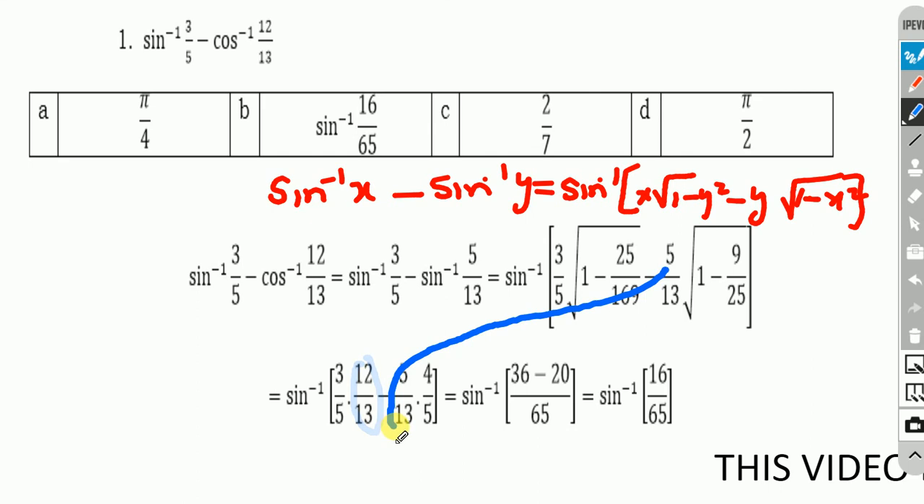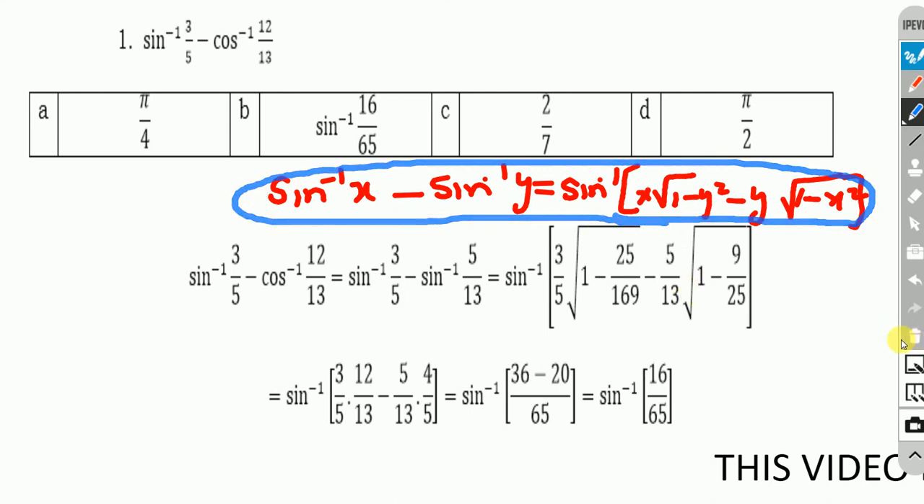Similarly 5 by 13 here, and 25 minus 9 is 16 by 25. Square root of 16 by 25 is 4 by 5. So 65 is the LCM, and 12 3s are 36 here, 5 4s are 20. 36 minus 20 is 16 by 65. So sin inverse of 16 by 65 is the required answer. So option B is the right answer. We made use of sin inverse x minus sin inverse y is equal to sin inverse of x into root of 1 minus y square minus y into root of 1 minus x square.